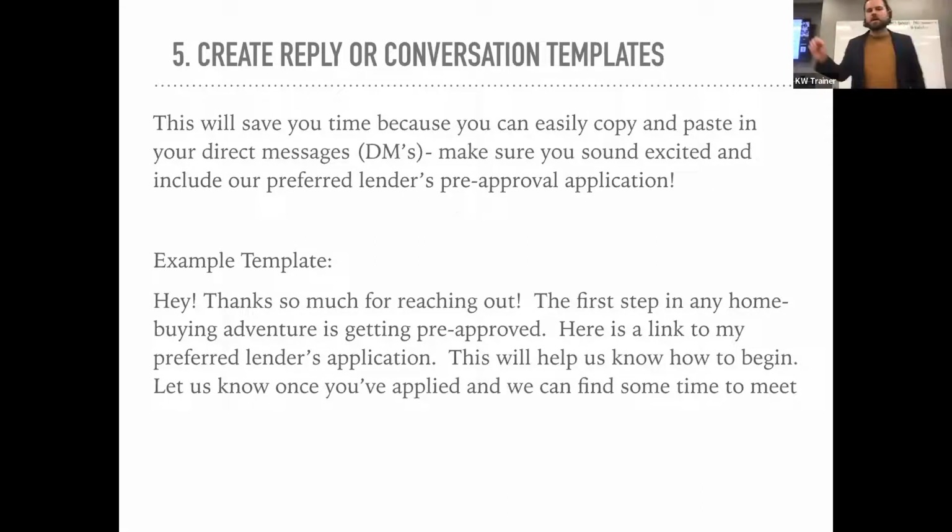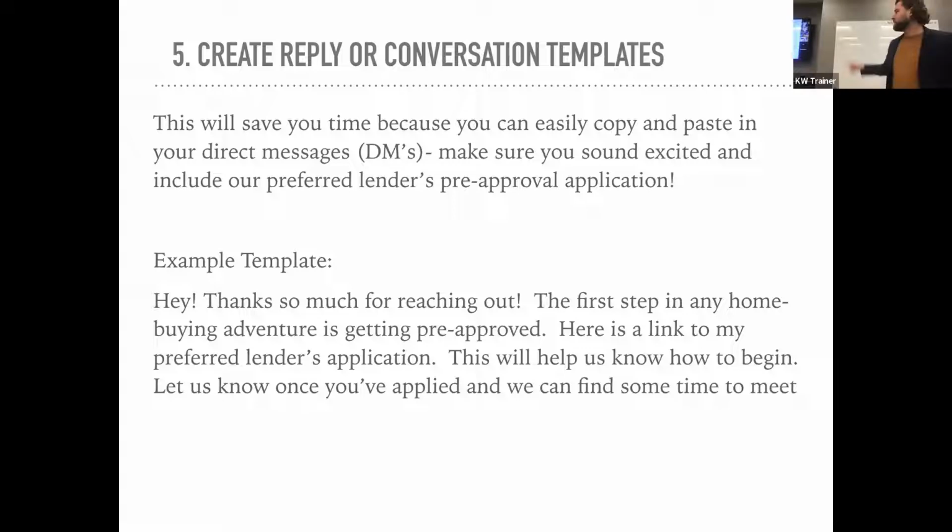Step 5, and this is the big one. Got our content running. People are going to start reaching out. You're going to start getting direct messages, or as we call them, DMs. To save you time, you want to create templates that you can easily copy and paste into your DMs. You want to make sure that you sound excited and include your preferred lender's pre-approval application. Because remember, you're going to get a lot of people, and not a lot of people are going to be ready to buy now. We want to send those people to the lender so they can continue to nurture those folks through the pre-approval process.